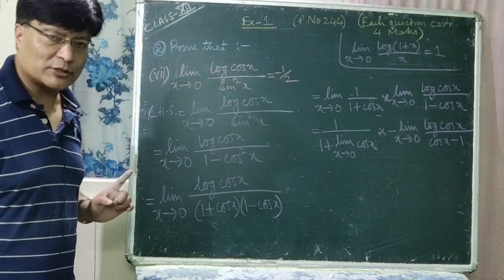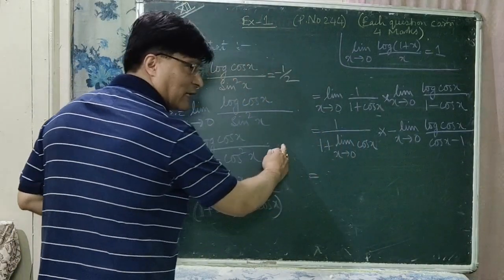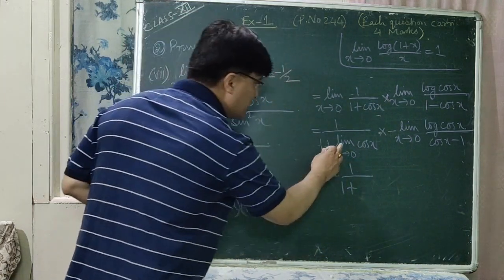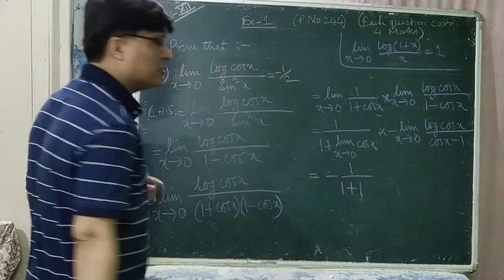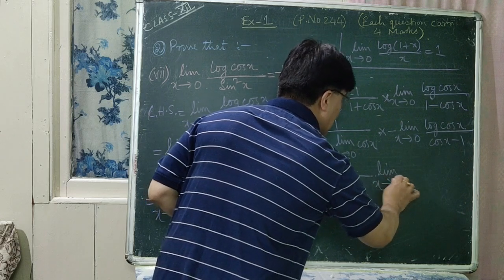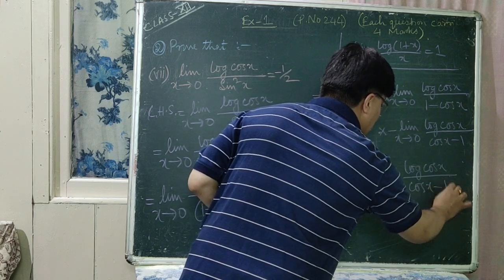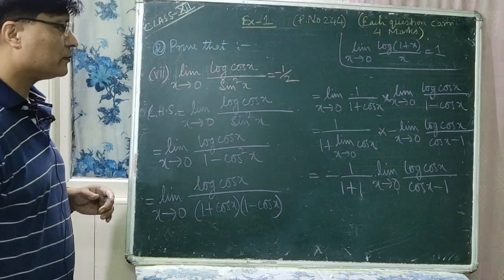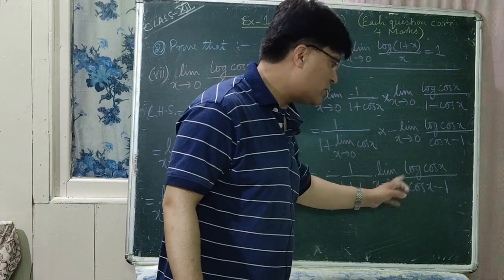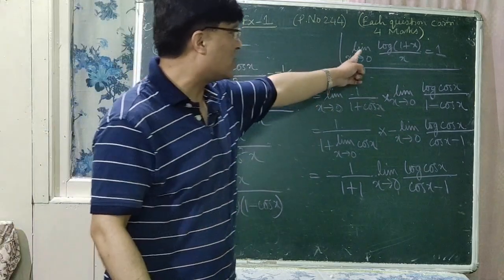So I think you have understood it. Okay, so which is equal to, now this minus is taken outside, minus 1 upon 1 plus limit x tends to 0 cos x. That is always 1, you know that, isn't it? So into limit x tends to 0 log of cos x divided by cos x minus 1. So I think you have understood it. Now this limit x tends to 0 log cos x divided by cos x minus 1, you should convert into standard form. What is the standard form out here?